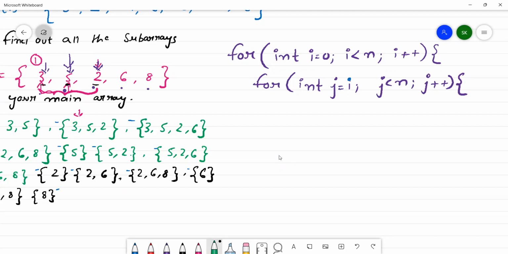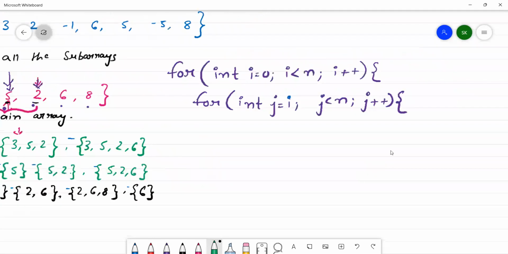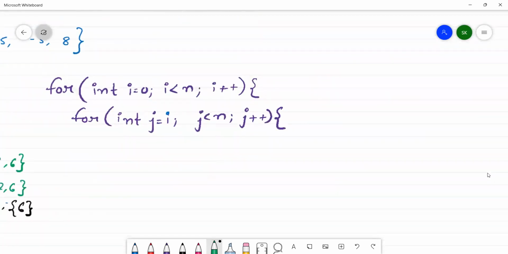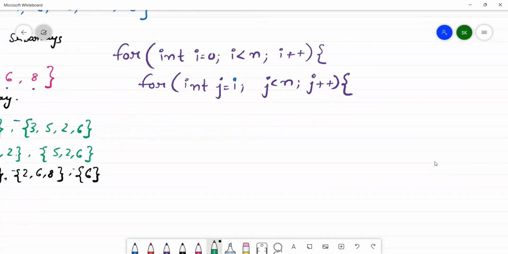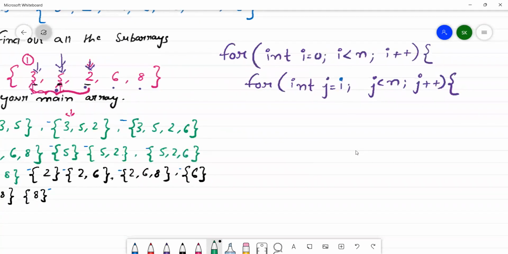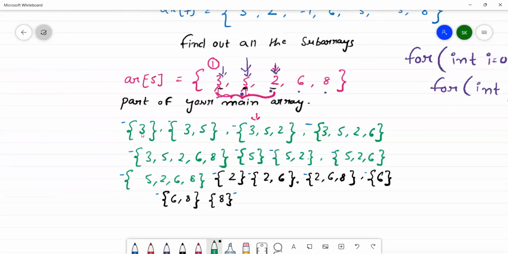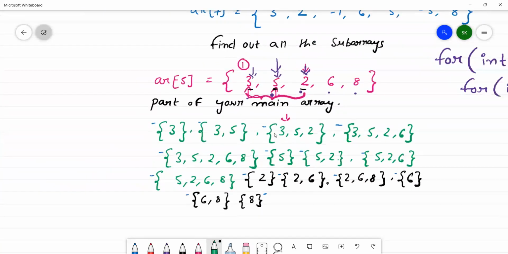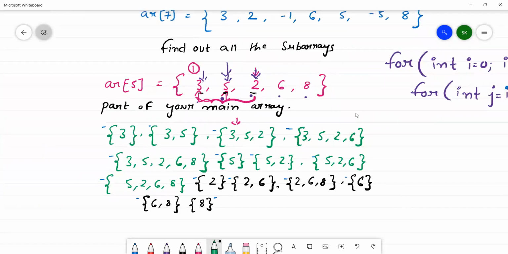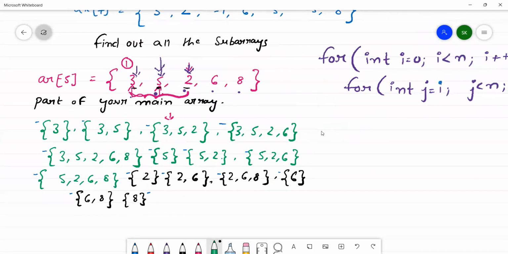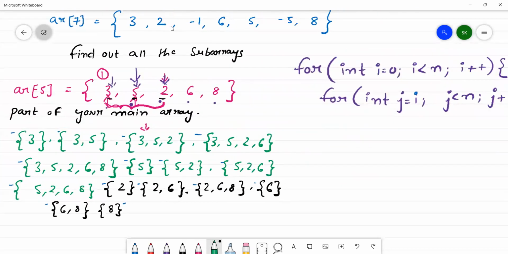Everyone getting my point? We will create an array to store that element. But you don't know what the size of your subarray is going to be, right? For the first element, it is 1. For the second element, it is 2. For the third element, it is 3. So you never know what the size of your array is. So how will you store it in an array?